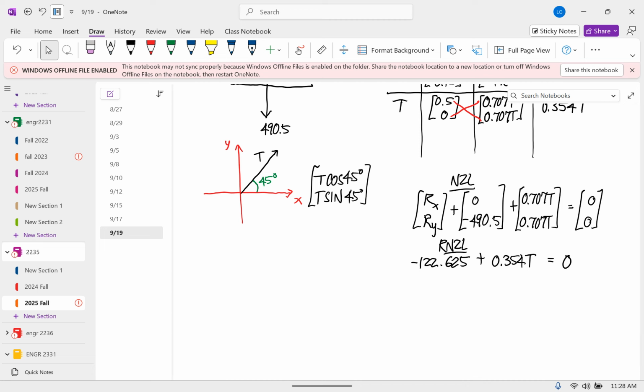And so you could do reduced row echelon form here, or just solve it by substitution. We only have two equations. We need one more because we have Rx, Ry, and T. No, we have 3 equations. The vector equation is 2 equations. There's the x and the y.